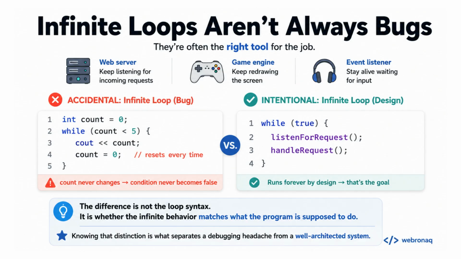On the left here, the accidental version resets count to 0 on every iteration. That is a bug. On the right, the server loop runs on while true and calls listen for request each cycle. That is deliberate design. The difference is not the loop syntax. It is whether the infinite behavior matches what the program is supposed to do. Knowing that distinction is what separates a debugging headache from a well-architected system.